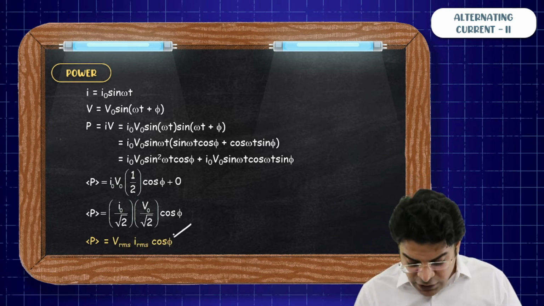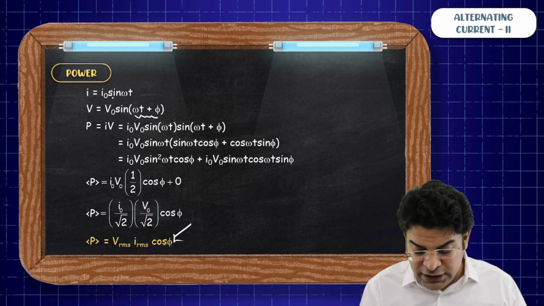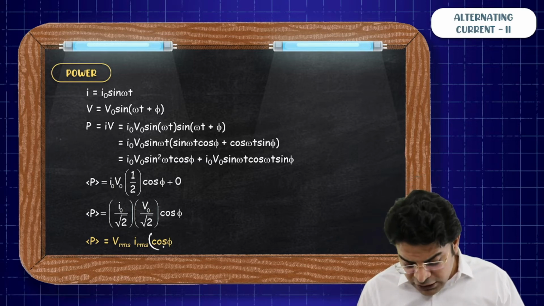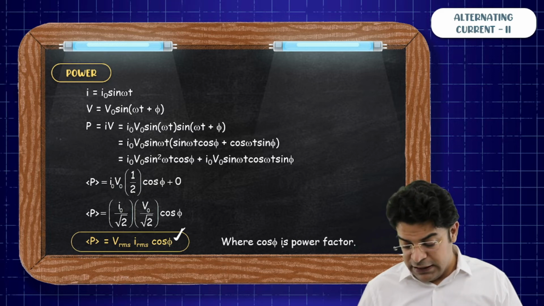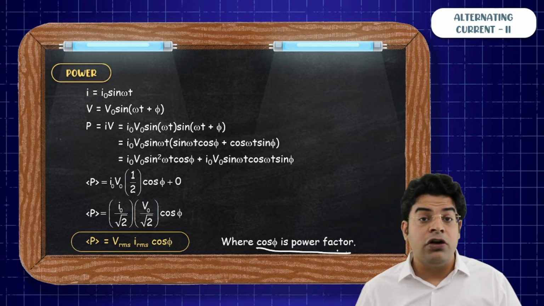Sir, what is phi? Phi is the phase difference between the phase of potential and the phase of current. Now we have got a special term for cos phi. We say that this quantity cos phi is called the power factor.